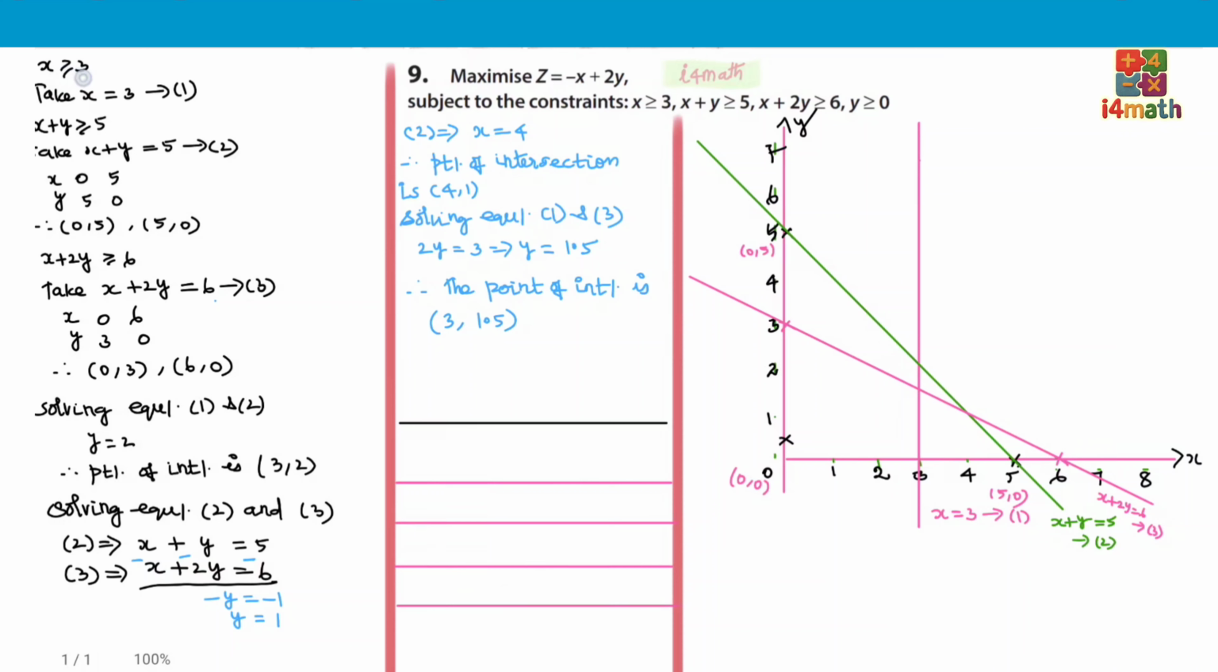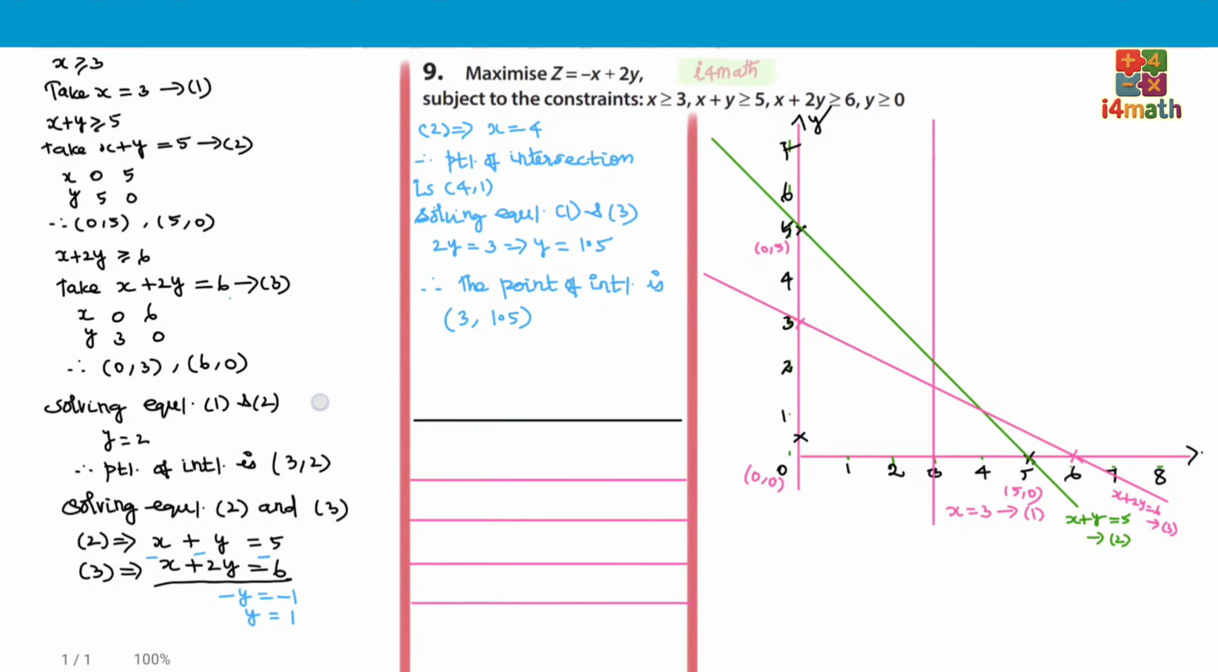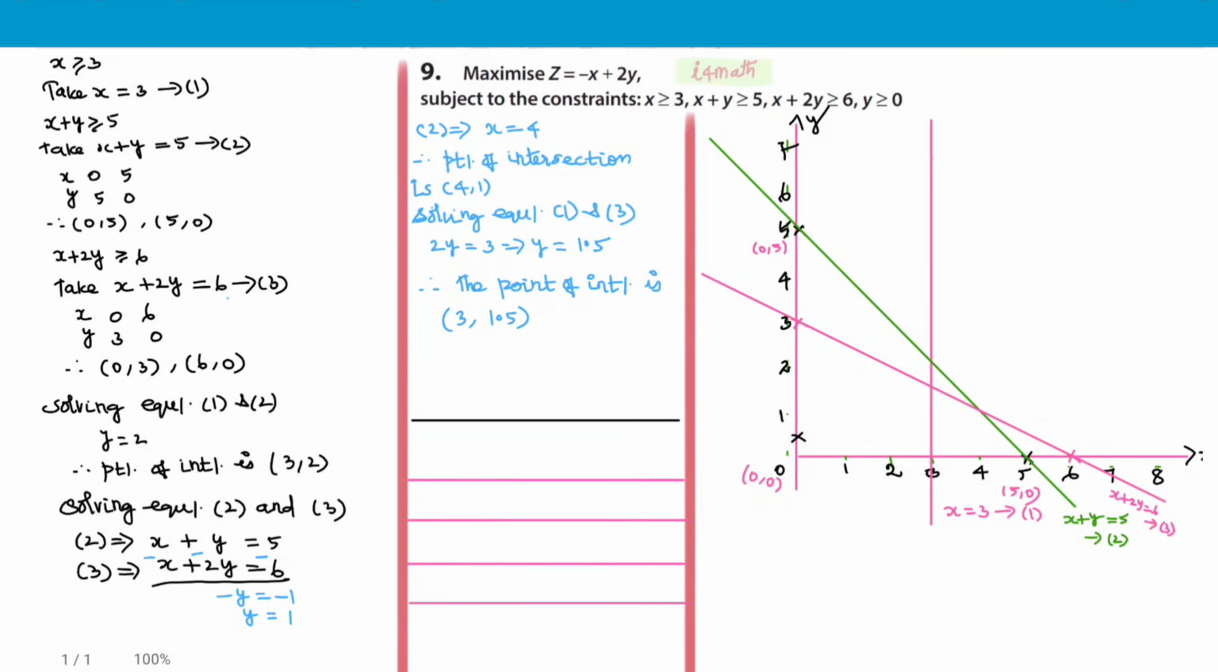Substitute x equal to 0 here. So 0 greater than or equal to 3. That is not true. So the half plane which contains 0, 0 will not be the solution. So for the line x equal to 3, let us mark here: the shading should come on the right hand side of this line.